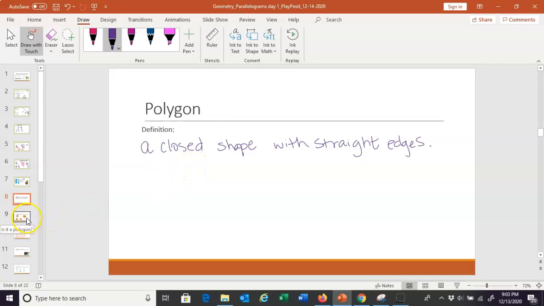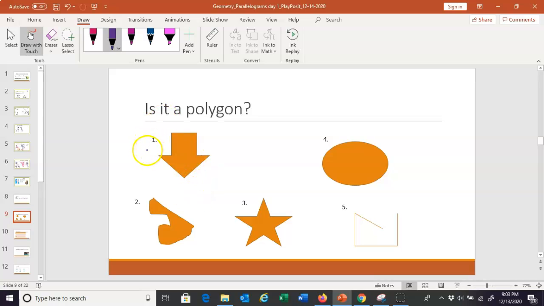So let's look at some examples. Is number 1 a polygon? Yes or no? What do you think? I think yes. It's closed. See, there's no breaks in the sides, and they're all straight. They're not curved. Number 2, this is not a polygon. Some kind of shape, but it's not a polygon because there are curved edges. It's closed, but the edges are curved, most of them. Number 3, yes, a star is a polygon. It's closed, there's no openings, and the sides are straight. Number 4, nope, curved edges.